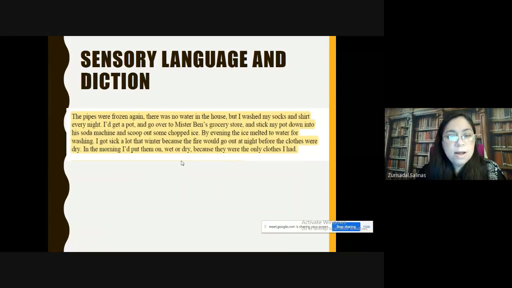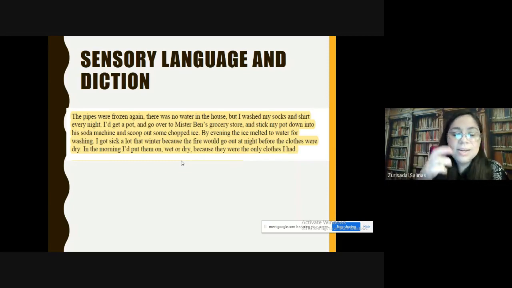So next you have, I get a pot and go over Mr. Ben's grocery store and stick my pot into his soda machine and scoop out some chopped ice. So through this very descriptive sentence, we see him doing that. So again, sensory language, we see him doing that. We know a soda machine. We can see him scooping out. By evening, the ice melted to water for washing. I got sick a lot that winter because the fire would go out at night before the clothes were dry.